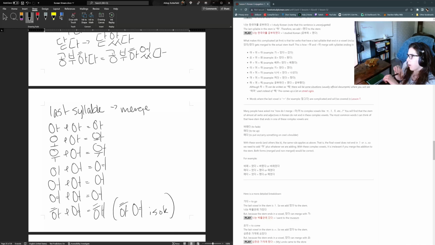So, many people have asked about how do I merge 아 and 어 into complex vowels. You will find that the stem of almost all verbs and adjectives in Korean do not end in these complex vowels. The most common words I can think of to have stems end in one of these complex vowels are 펴다, 메다. With these words, the same rule applies as above. That is, the final vowel does not end in 아 or 오, so we need to add 어 plus whatever we are adding. With these complex vowels, it is irrelevant if you merge the addition to the stem. Both forms would be correct. So 펴다 could be 폈다 or 펴었다, 멨다 or 메었다.